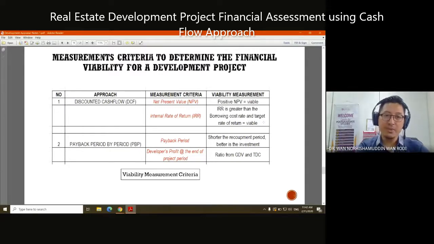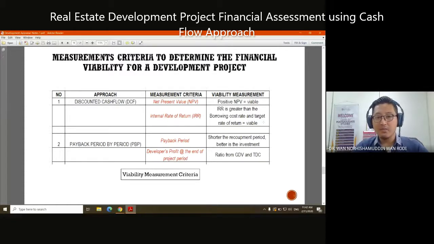Furthermore, we use the payback period by period. So within the payback period by period, the measurement criteria are as follows. First, we use the payback period. Okay, the shorter the recoupment period, the better the investment. So the common sense is the faster we pay our debt, the better is our income flow or our financial capability.